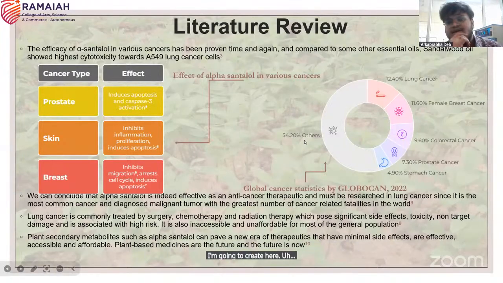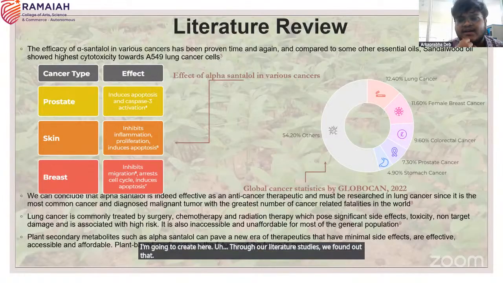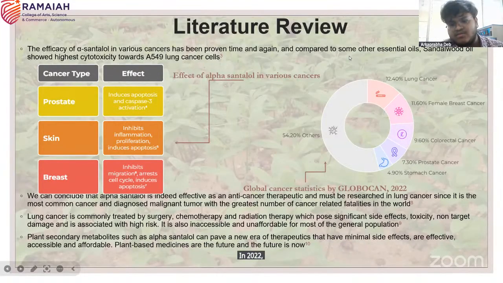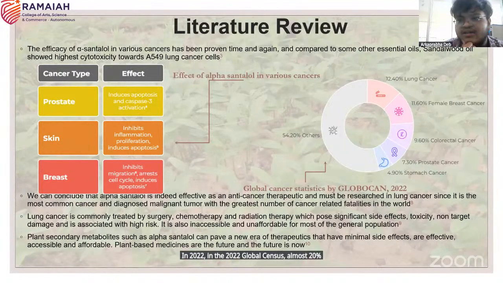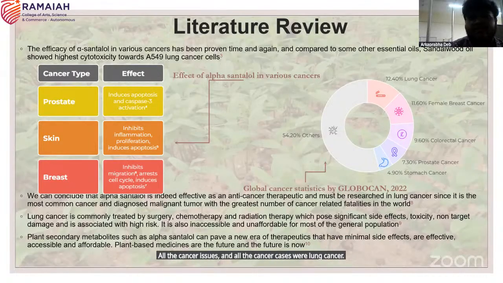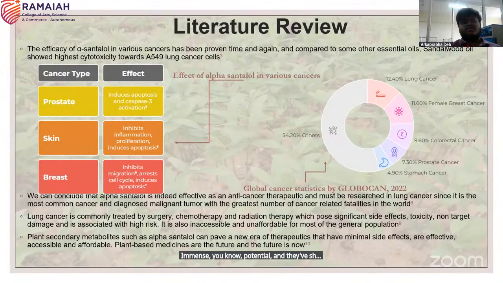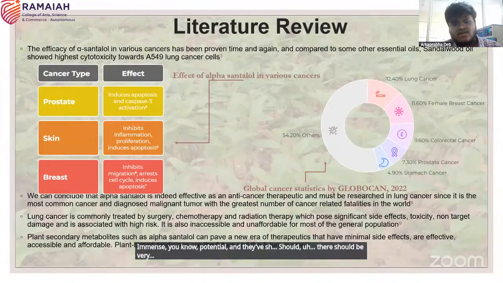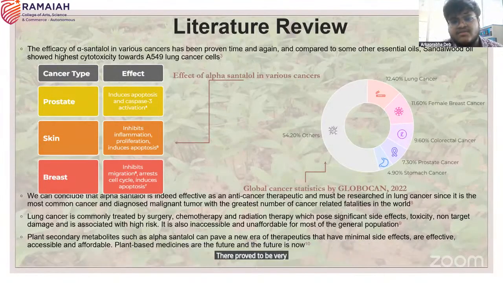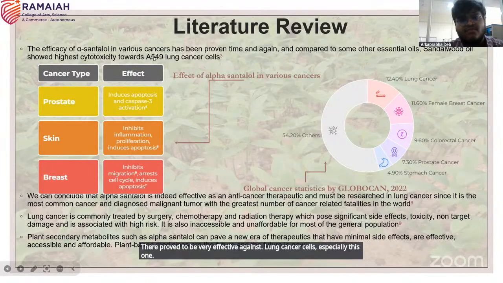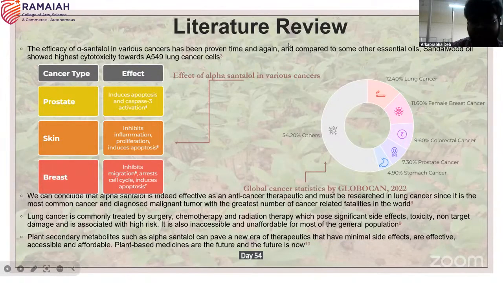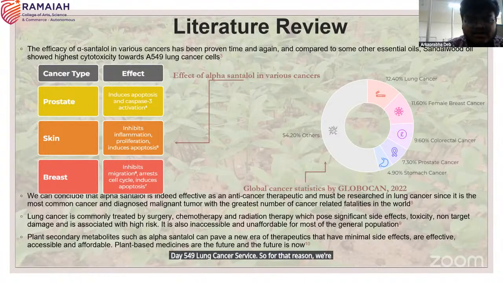Through our literature studies, we found that in the 2022 global census, almost 20% of all cancer cases were lung cancer. Sandalwood oil, or compounds extracted from sandalwood, have immense potential and have proved to be very effective against lung cancer cells, especially A549 lung cancer cells. So for that reason, we're working on lung cancer.